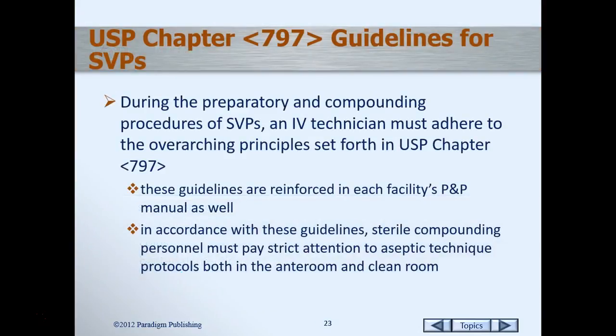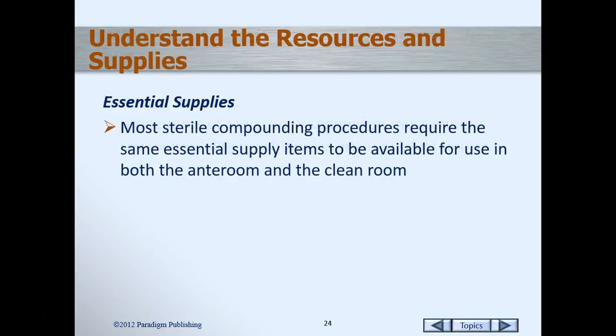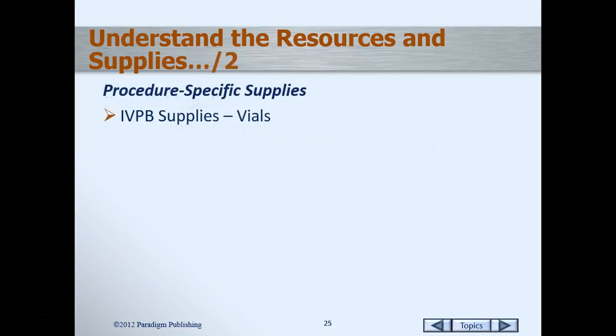Continuing on, USP Chapter 797 guidelines for compounding small volume parenterals are in line with all of the other parenteral administration guidelines or preparation guidelines for large volume parenterals. So again, it's very important that we follow all the guidelines as they're outlined. Our essential supplies will be available both in the ante and the clean room.